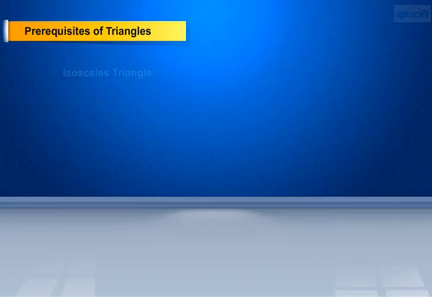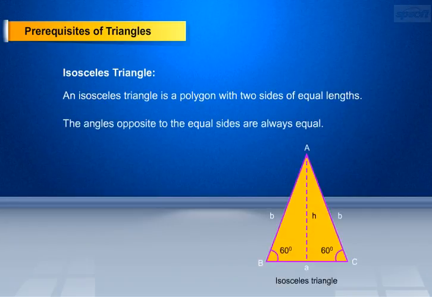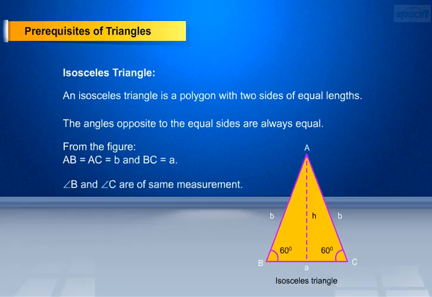Isosceles Triangle. An isosceles triangle is a polygon with two sides of equal lengths. The angles opposite to the equal sides are always equal. We can say that the two side lengths AB and AC have the same length, that is, B units, and the third side has A units of length, that is, AB equal to AC equal to B units, and BC equal to A units. And the angles, angle B and angle C, are of the same measurement.